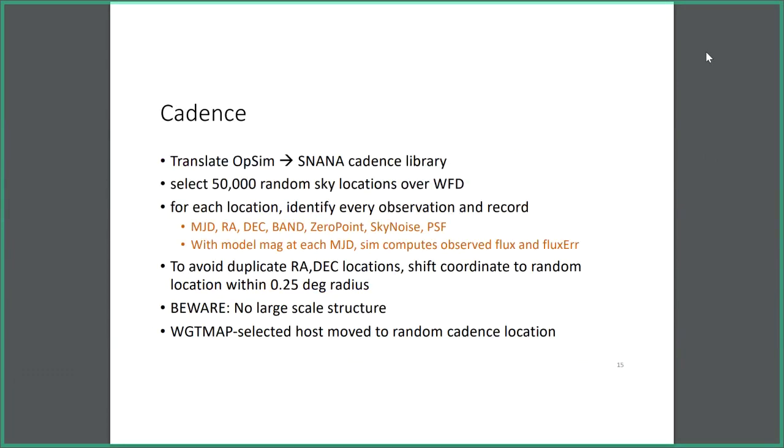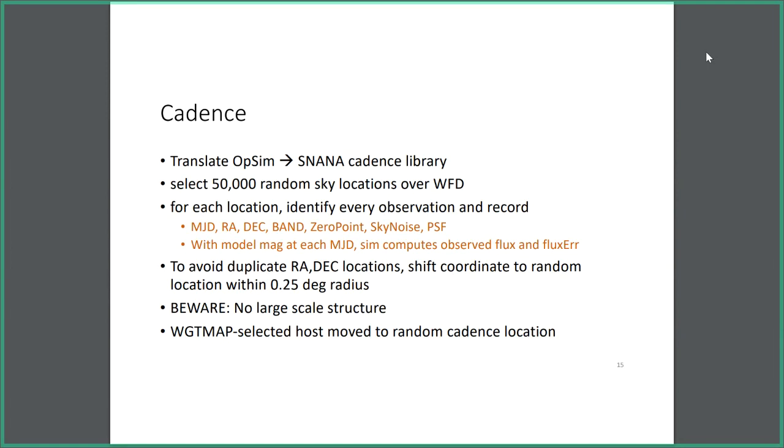Okay. For the cadence, it's based on OPSIM, but SNANA simulation doesn't read OPSIM. There's a translator that translates the cadence. And the idea is we pick 50,000 random sky locations over the wide, fast, deep area. And for each location, we sort of drill through and identify every observation and record the image properties, essentially, which are listed in brown. And then using the model magnitude at each MJD, the sim computes the observed flux and the uncertainty.